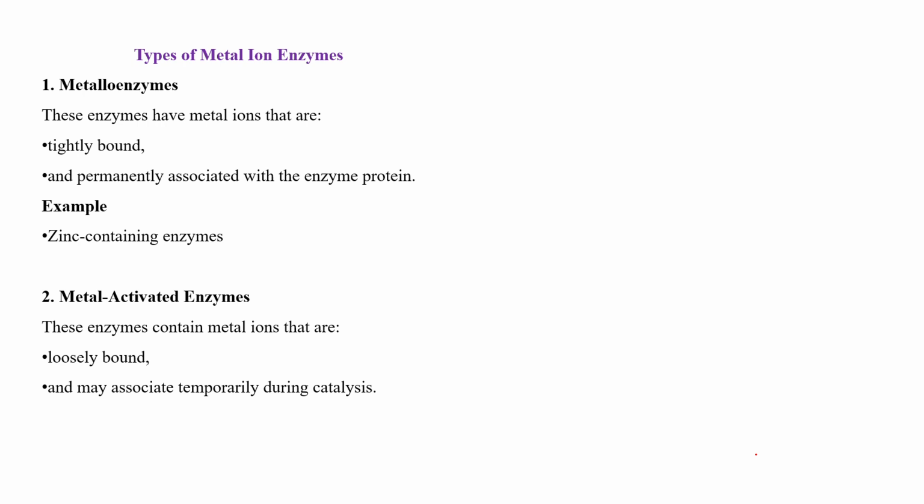So, the types of metal ion enzymes. We have the metalloenzymes, like I said. These metalloenzymes are enzymes with metal ions that are tightly bound to them and permanently associated with the enzyme protein. Like I said, an example is a zinc containing enzyme. So when you have an enzyme bound to a metal ion, and this metal ion is zinc, we refer to this as a zinc containing enzyme. It tends to bind very, very tightly, in other cases permanently associated with the protein.